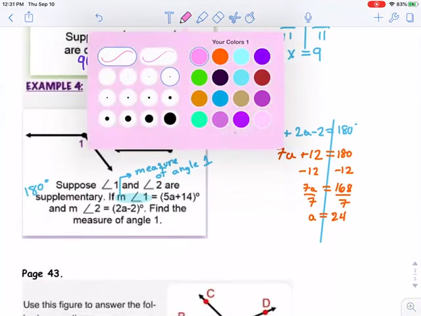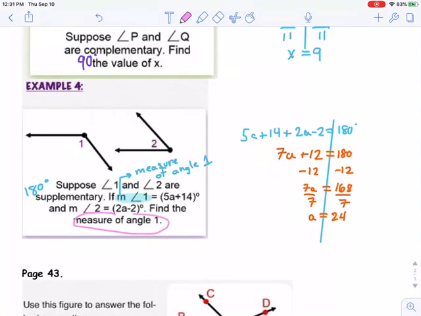Now I must answer the question. It asks me what's the measure of angle 1. So I'm saying, well, the measure of angle 1 is 5a plus 14. Then since a is 24, I'm going to plug in 24 for a. And then I'm just going to bash this all into a calculator and get 134. All right, so that's that problem right there.